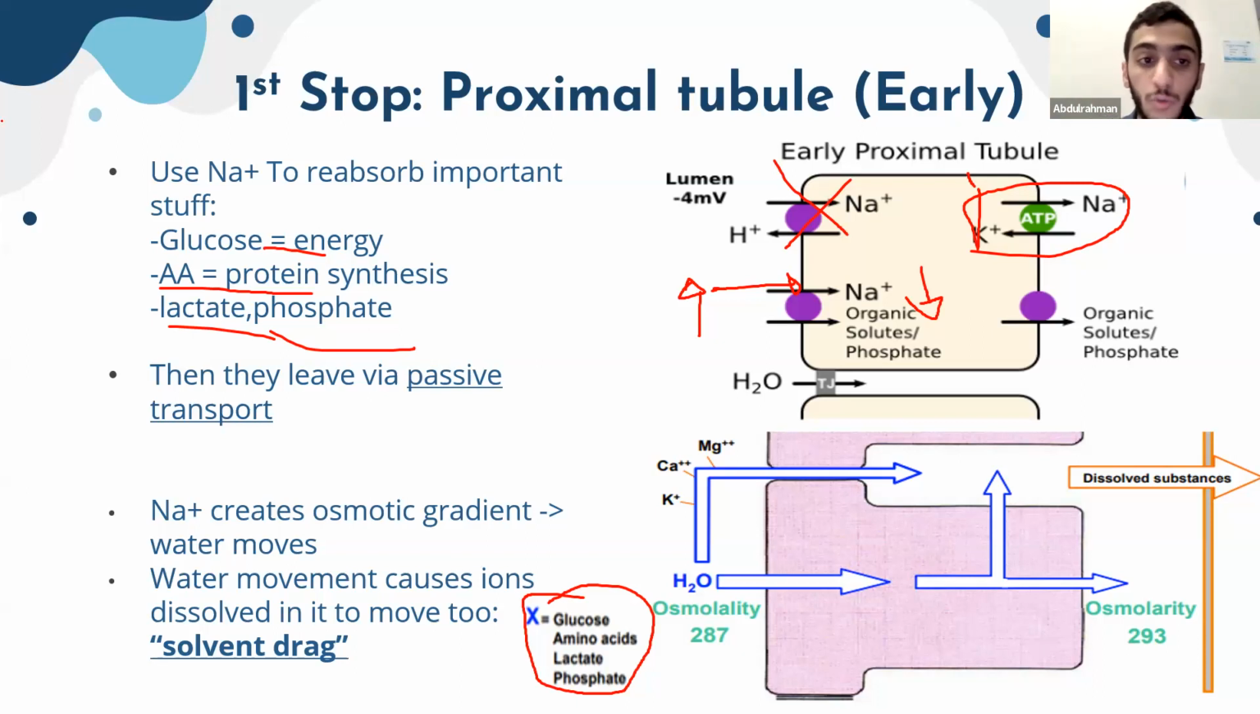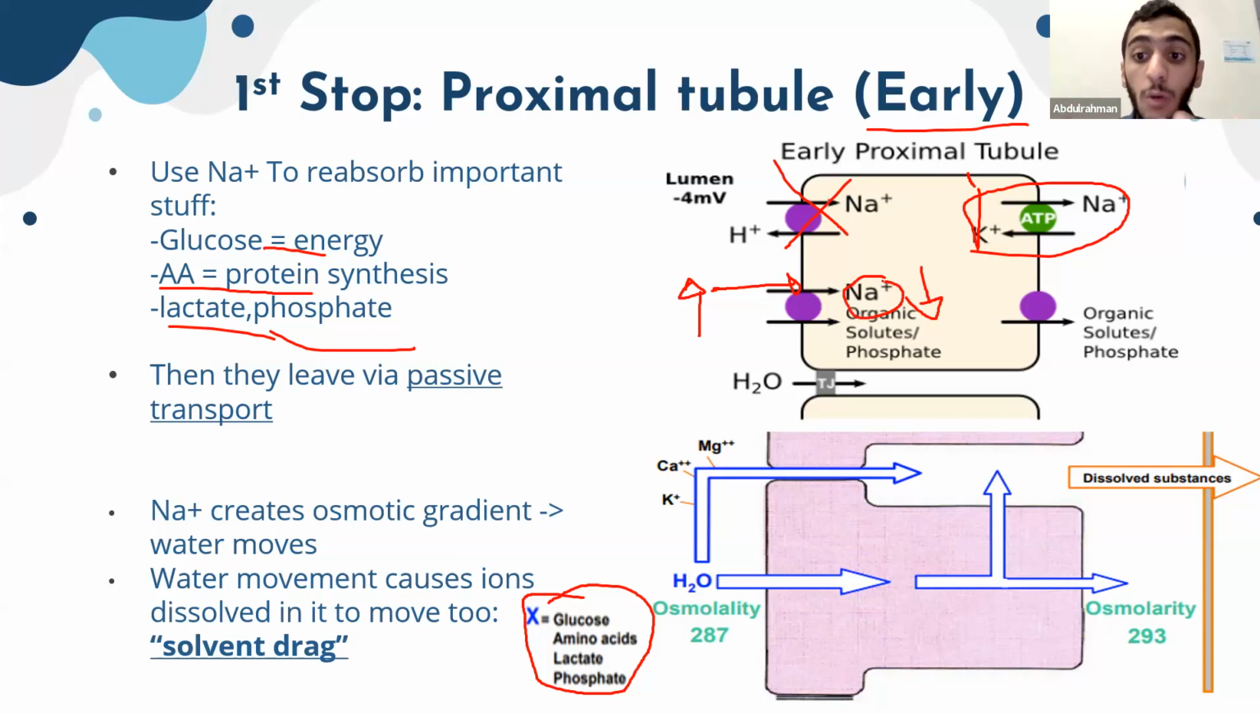Okay, because we need this glucose and amino acids. Because they're very important, they are the first thing to be reabsorbed. So in the proximal tubule, throughout the length of the proximal tubule, the first thing that happens is that we're going to have the glucose and these things reabsorbed right back. And how do they move? They need a transporter that is going to use the sodium, right?